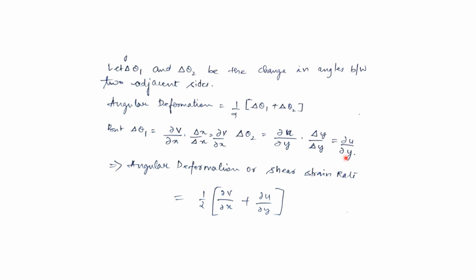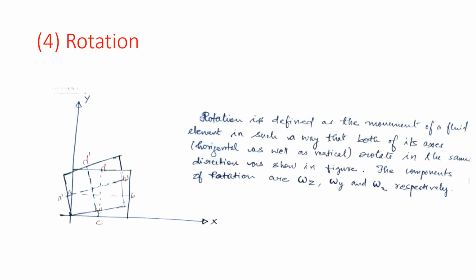and what we will get is dou u by dou y. Substituting that, angular deformation or shear strain rate would be half of dou v by dou x plus dou u by dou y. This is the final answer for the angular deformation happening in the total plane. So that is about angular deformation.